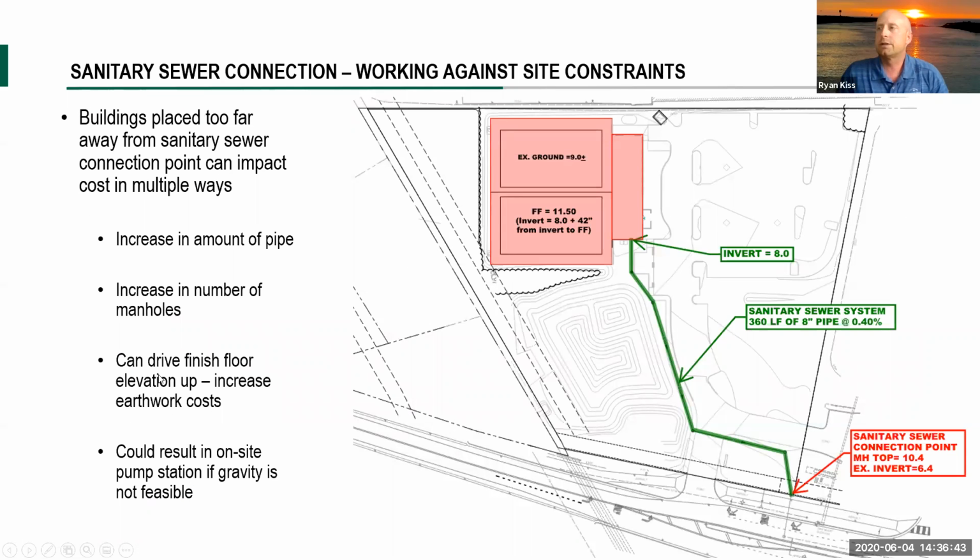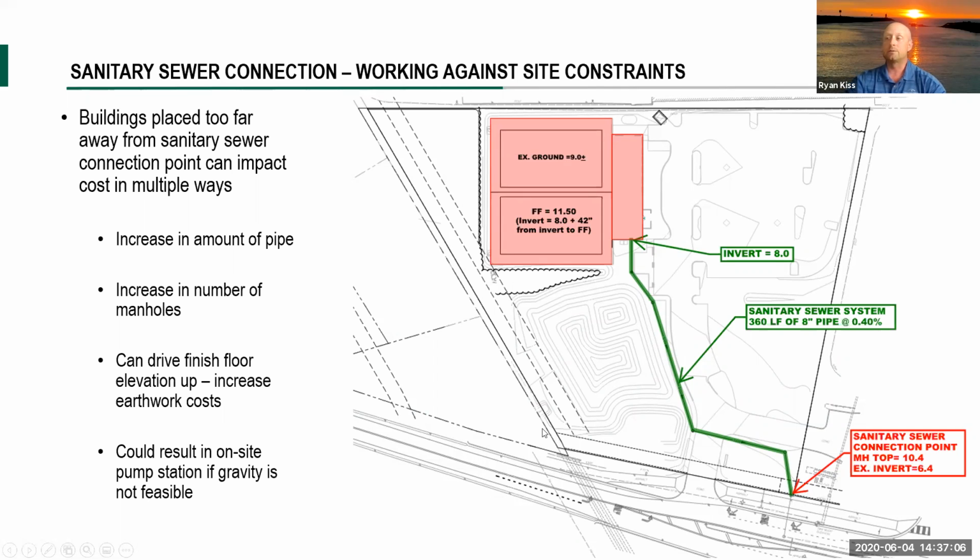Now we want to talk about sanitary sewer and the connection point there as well. It impacts us in a very similar way to that stormwater connection point. We have a set location that we have to tie into, that we have to bring our sanitary sewer to. That location is going to have both a fixed horizontal location, but also a fixed depth.